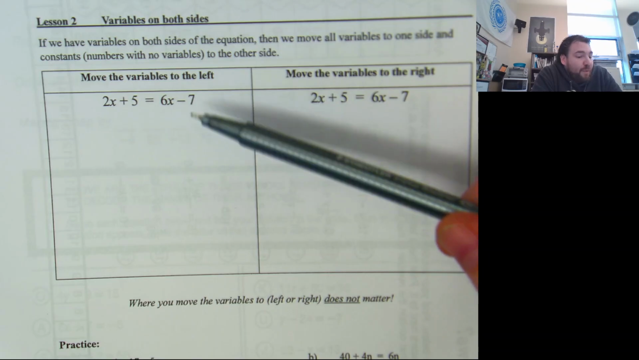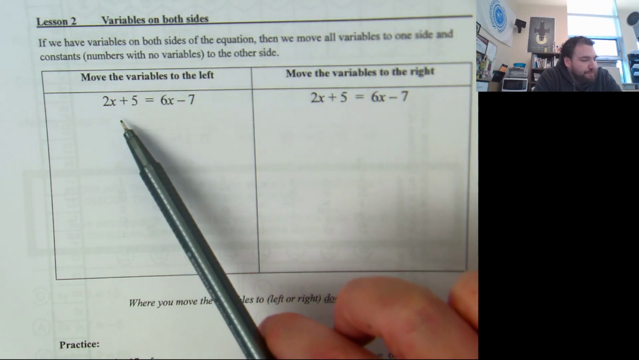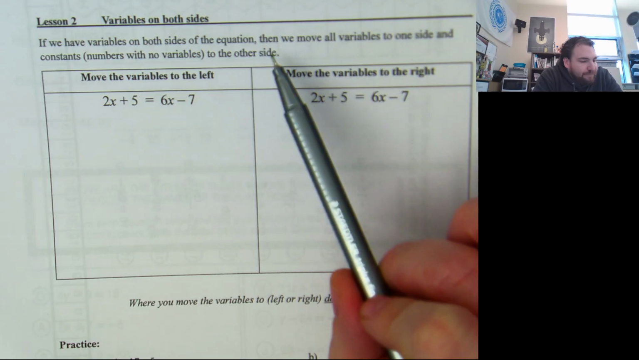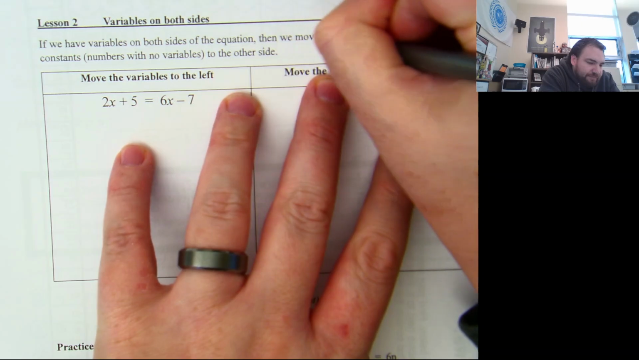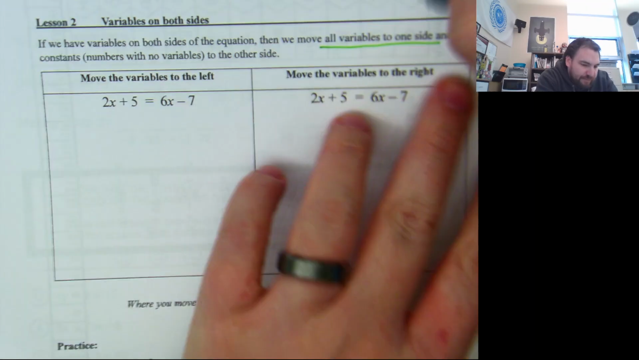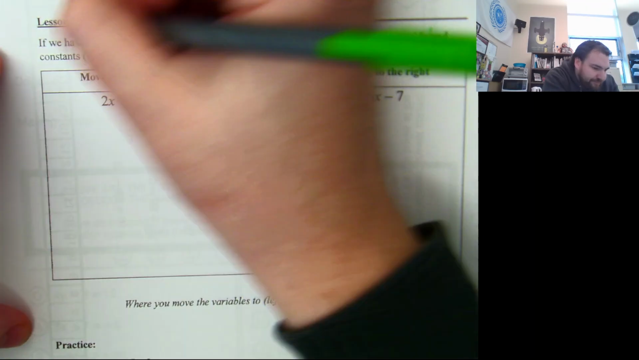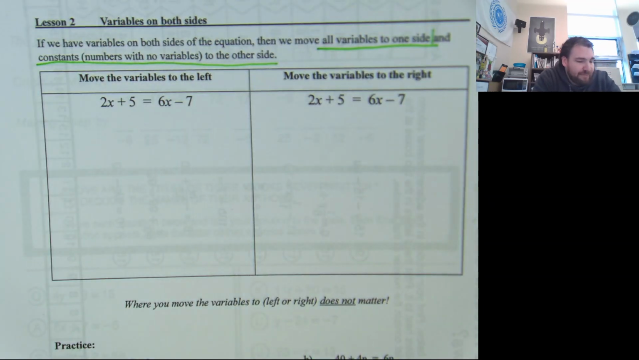If we have variables on both sides of the equation, like we do in this question, then the technique is to move all variables to one side and the constants to the other. I'm going to do the same question. I'm going to do it both ways. And I'm going to show you which is, there will be a better way.